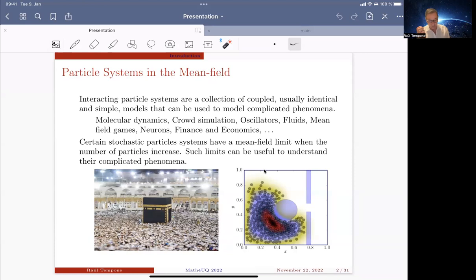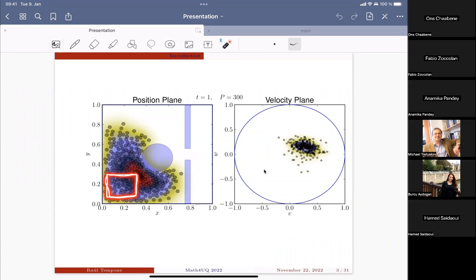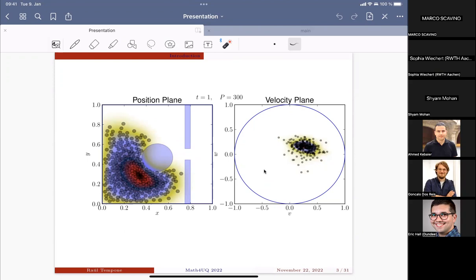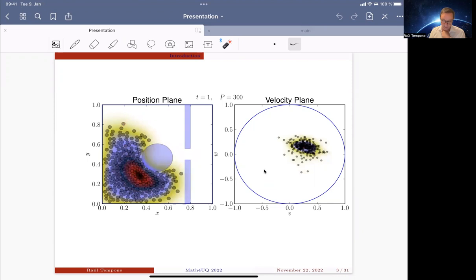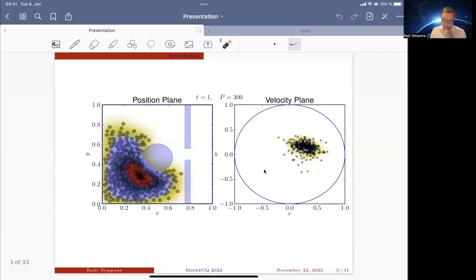For instance, in this example, Abdul Latif was computing a crowd that was trying to exit through this door, starting from a position that was just quiet in this square. Maybe they were sitting here, and then suddenly something happens, and everybody tries to leave quickly through this door. Each of the particles is described by its own position, but also it has a velocity. So here you see all the particles in the position plane and all the particles in the velocity plane, and this crowd is evolving towards going here. This is time one, for example, 300 particles. If you go to time 2.5, this has moved closer to the door. And here the density is showing you the highest concentration of pressure points. In the velocity plane, you don't see much. So far, a finite system of particles.